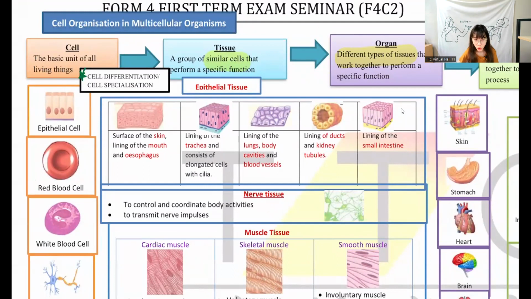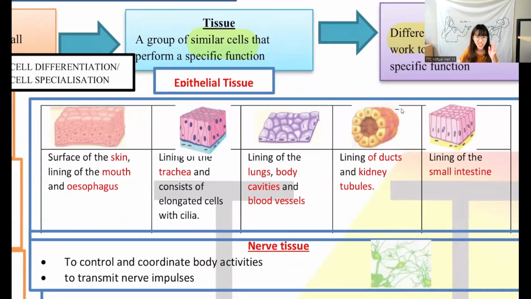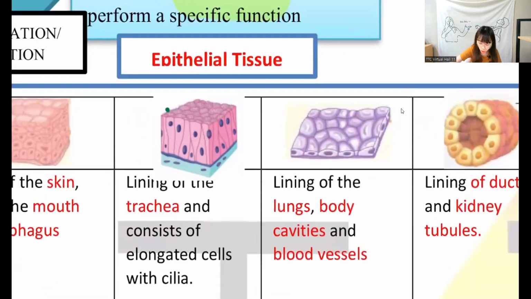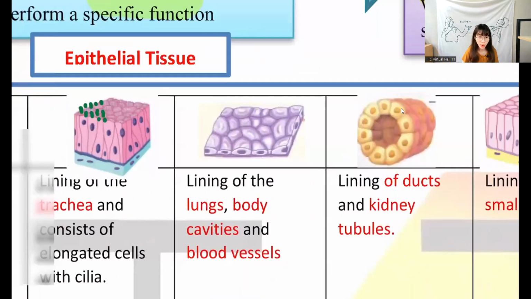So for this epithelial tissue, we have 5 different diagrams. If you notice in this diagram, the ones that look very similar are actually number 2 and number 5. Can you see? Number 2 and number 5 look very similar, right? How do we differentiate number 2 and number 5? Number 2 has the hair-like structure, got hair over here. This is under number 2. Number 5 is empty, nothing on top. That is number 5. We're going to go through one by one.